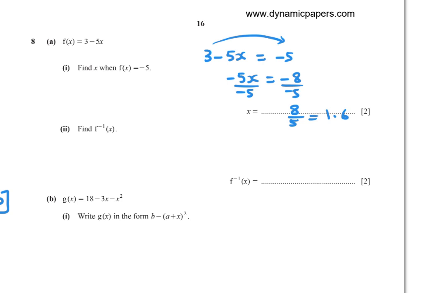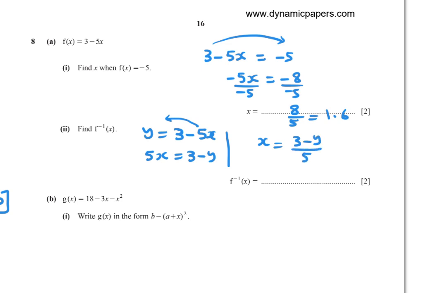Find f inverse of x. So I need to find the inverse. So put f(x) equal to y. So y equals 3 minus 5x. Now make x the subject. So transpose negative 5x to the other side. So 5x equals 3 minus y. Now divide by 5. So x equals (3 minus y) over 5. The last step, switch y to x. So (3 minus x) over 5.